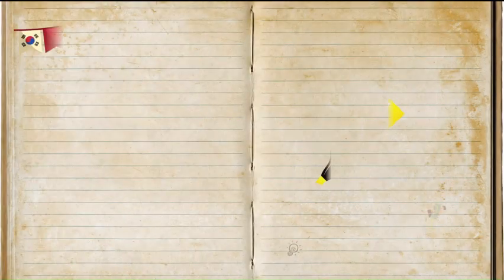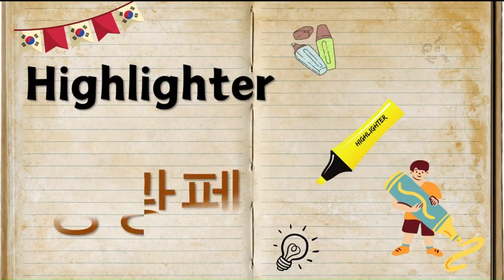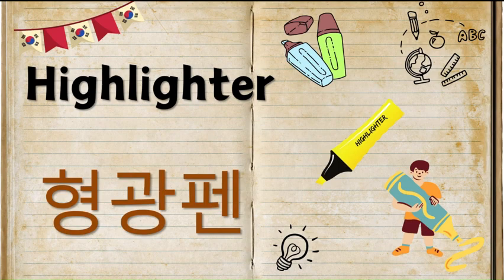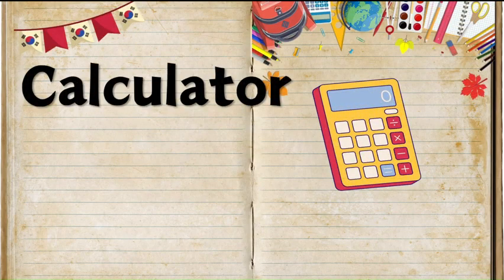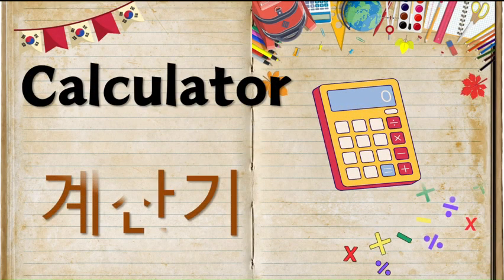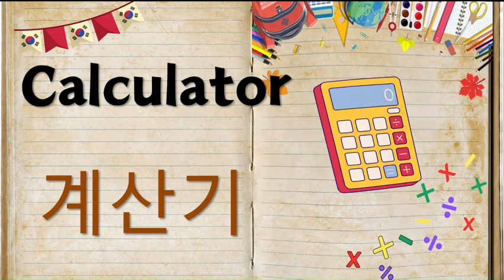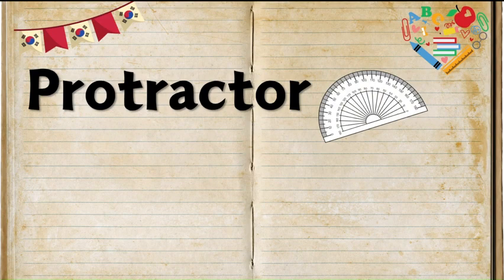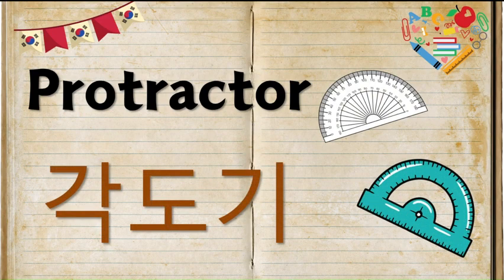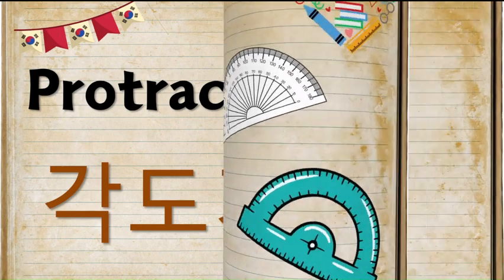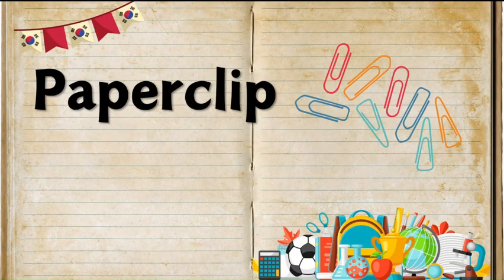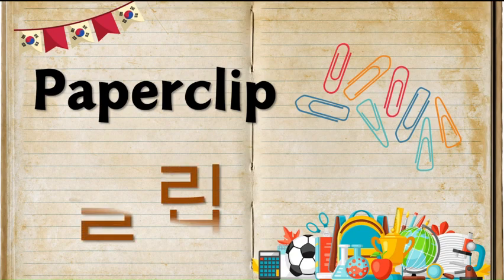Next comes the Korean word for highlighter, and that is 형광펜. Next comes the Korean word for calculator, and that is 계산기. Now let's see the word for protractor in Korean, and that is 각도기. Now let's move ahead and see how you're going to say paperclip in Korean, and that is clip. This one is also a loan word, right?